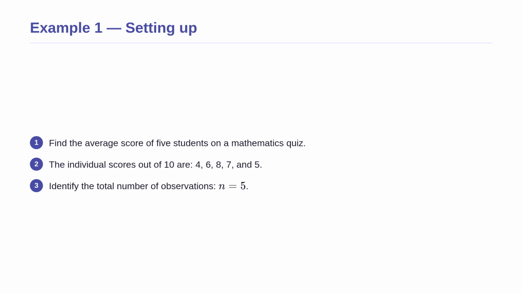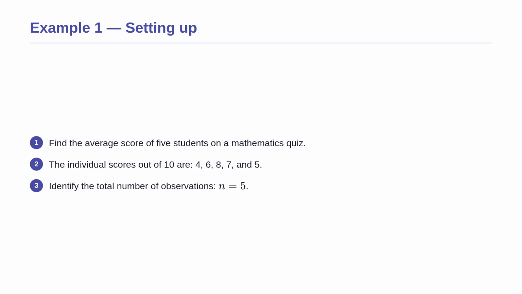Now that we have our formula, let us see this with a concrete example. Suppose you are a teacher and you want to find the average score of 5 students who recently took a mathematics quiz. The scores out of 10 are 4, 6, 8, 7, and 5. We need to find a single number that represents the overall performance of these 5 students. This will help us understand if the class is struggling or doing well as a whole.